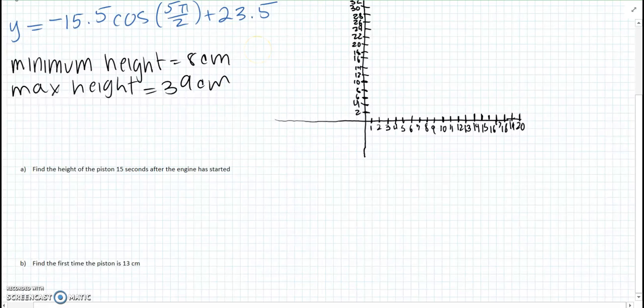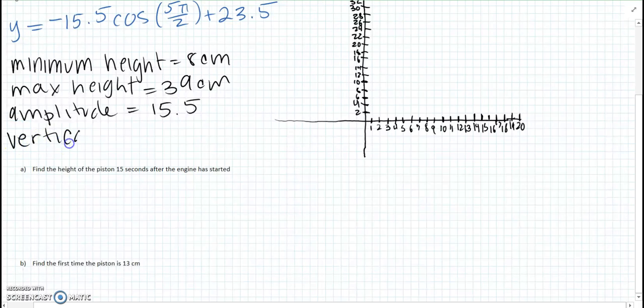The height difference between the two is found by subtraction, and once we have that, we can divide by 2 to find the midline and therefore find the amplitude. So we now know that the amplitude is 15.5. Since the minimum is 8, we added that to the location of the midline. So we found that the vertical shift is 23.5.